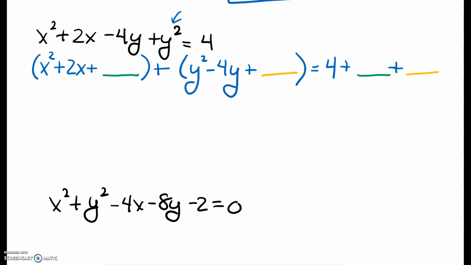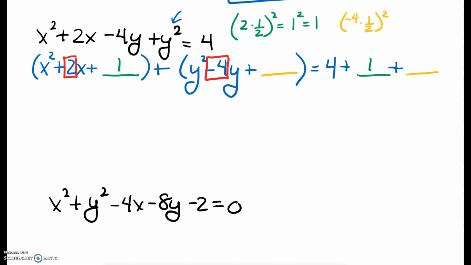So let's find the green number first. We're going to take the number in front of the x term. I'm going to box that one in, and I'm going to box this one in. I like to use the signs. So when I take the 2, let's do that calculation in green so we can see it. I'm going to multiply that 2 by a half and square it. Half of 2 is 1. 1 squared is 1, so I'm going to add 1 on my green line. On my yellow line, I'm going to take the negative 4, multiply it by a half and square it. Half of negative 4 is negative 2, squared is 4. I'm going to add 4 to both sides.